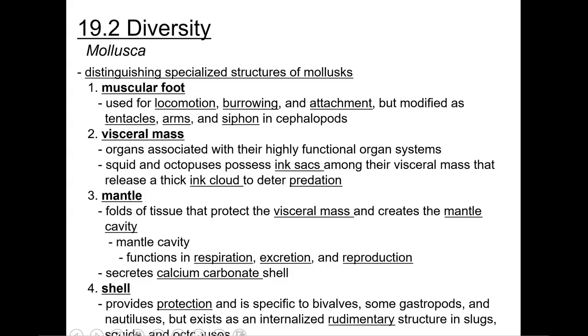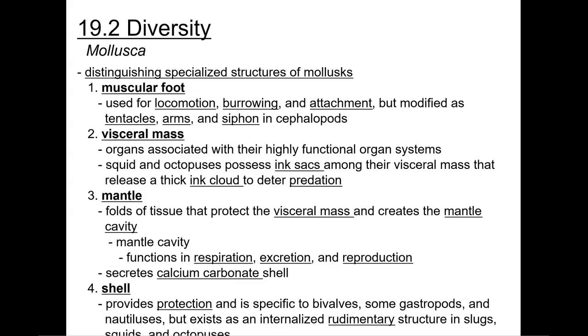Now, distinguishing specialized structures that we find in mollusks, one of the first main things, we're going to have a muscular foot. This is going to be used for locomotion, burrowing, attachment, but it's going to be modified also as tentacles, arms, and a siphon in the cephalopods. There's going to be a visceral mass. Remember, visceral means organ. So these are organs that are associated with their highly functional organ system. Squid and octopuses are going to possess ink sacs among their visceral mass that's going to be able to release a thick ink cloud to deter predation.